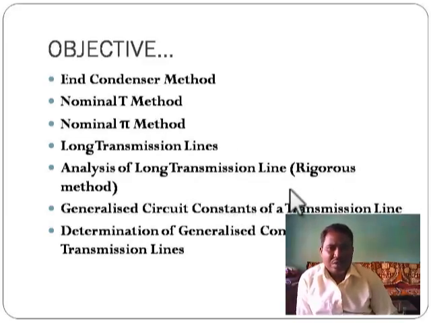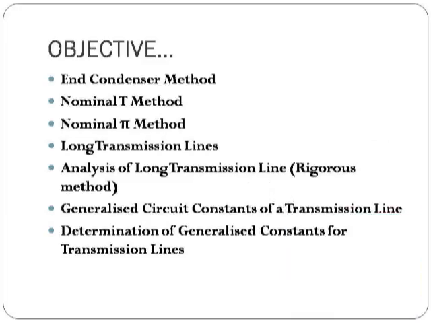What are the generalized constants available for the circuit constants? That is the transmission line circuit constants, and the determination of generalized constants for transmission lines. For all the cases of transmission lines, that is nominal pi method, nominal T method, end condenser method, long line method, and short line method, we are going to determine the generalized constants for the transmission lines. So these are all the topics I'm going to cover in this session, and it is the objective of the entire session.